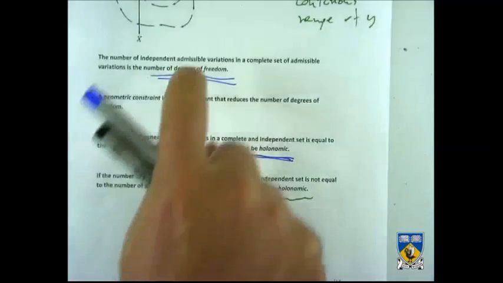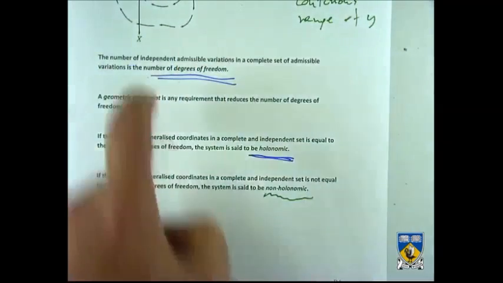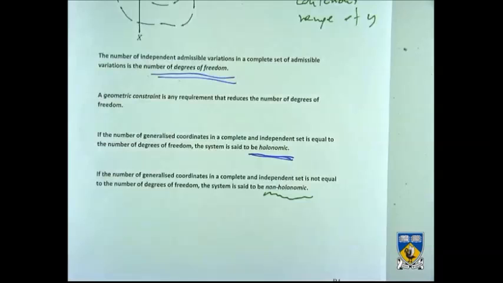So the repetition: here we repeat the definition of the number of degrees of freedom. The number of independent admissible variations in a complete set. Okay? This is the number of degrees of freedom. Now, geometric constraints are things that remove degrees of freedom. Okay? That's an obvious thing.